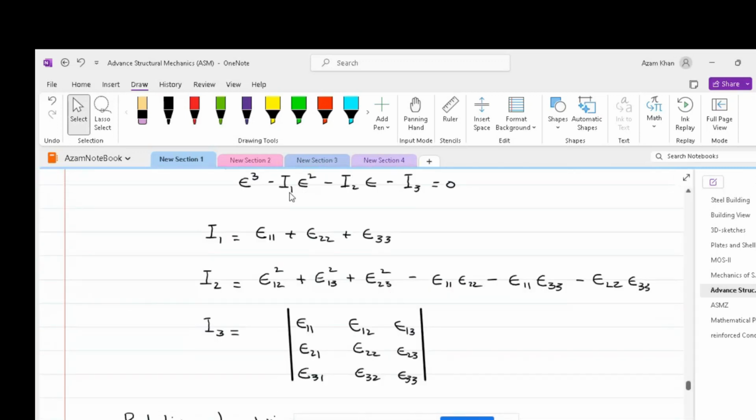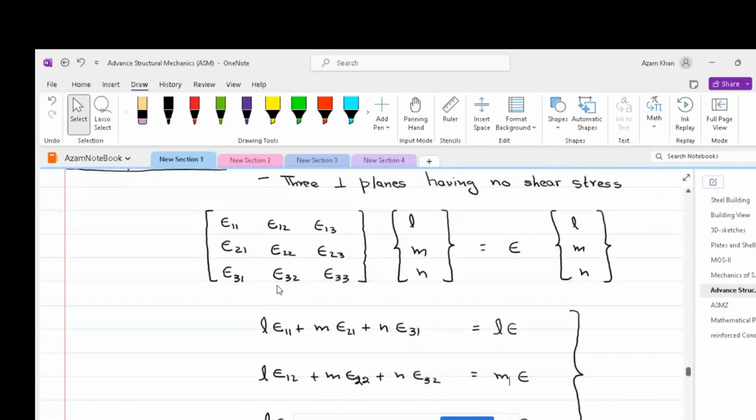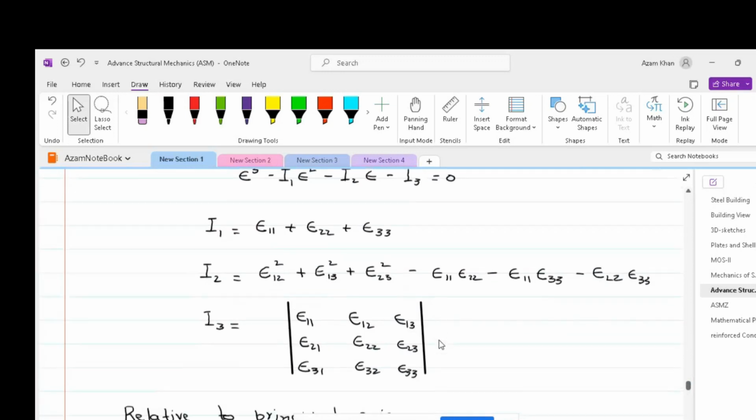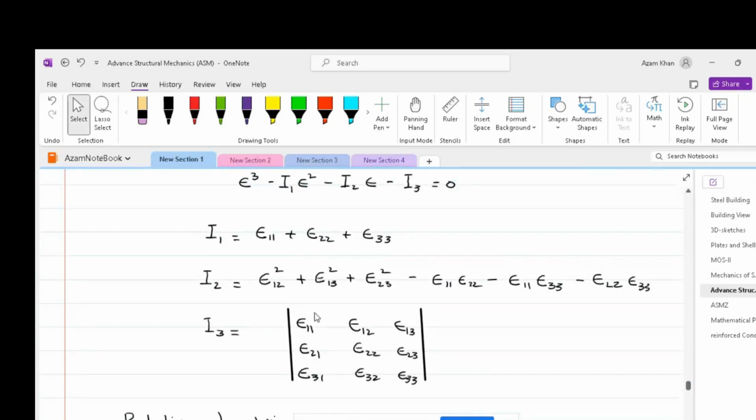The coefficients I1, I2 and I3 are shown below. I1 is the summation of the diagonal terms of the strain tensor. I2 is the sum of the cofactors of the diagonal terms. I2 can be worked out as strain 1 2 square plus strain 1 3 square plus strain 2 3 square minus strain 1 1 strain 2 2 minus strain 1 1 strain 3 3 minus strain 2 2 strain 3 3. I3 is the determinant of the strain tensor.